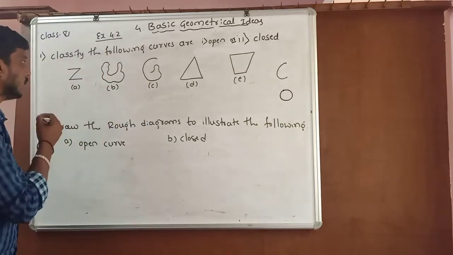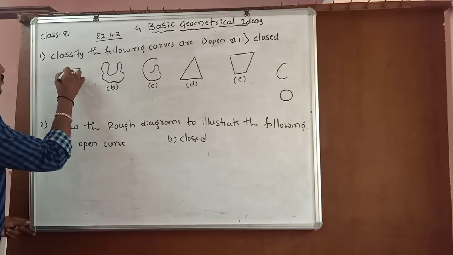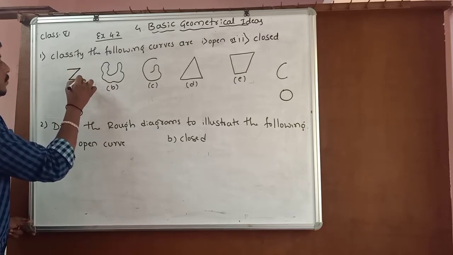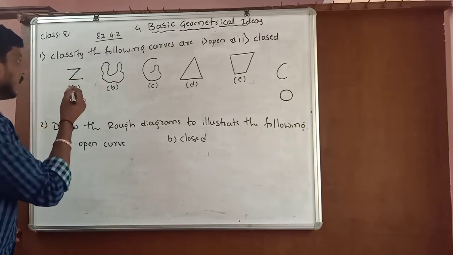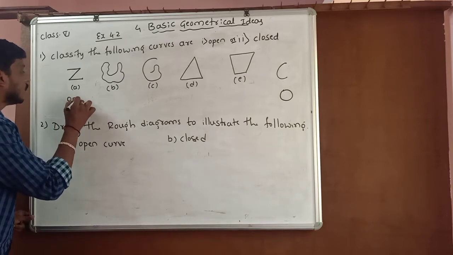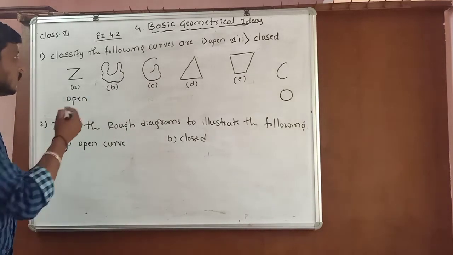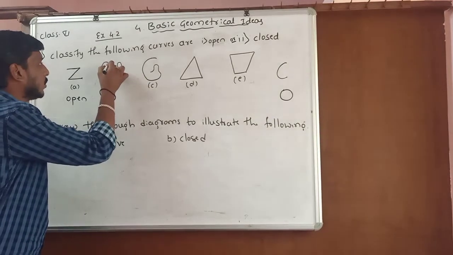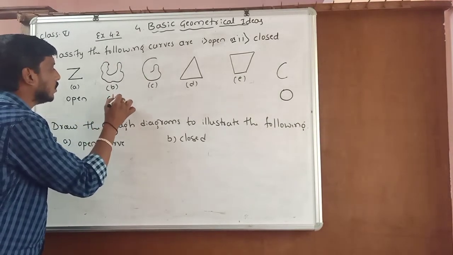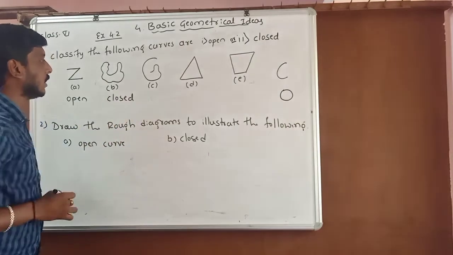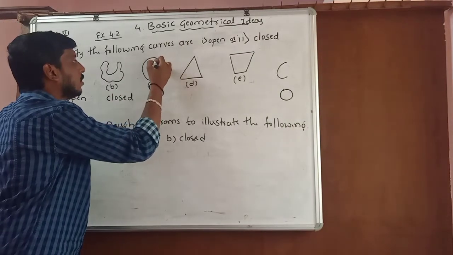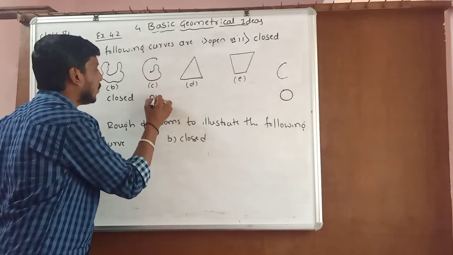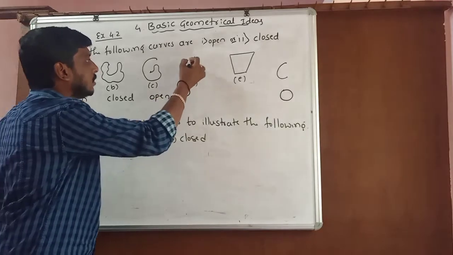Just observe. What is the first one? If you start from here, this is the beginning point and it ends here. Both the beginning point and end point are different, so I can say it is an open curve. Here it is closed, meaning the beginning point and end point meet at a particular point. It is closed. Next, see, this is the beginning point and this is the ending point. Both are different. We can mention it is open.